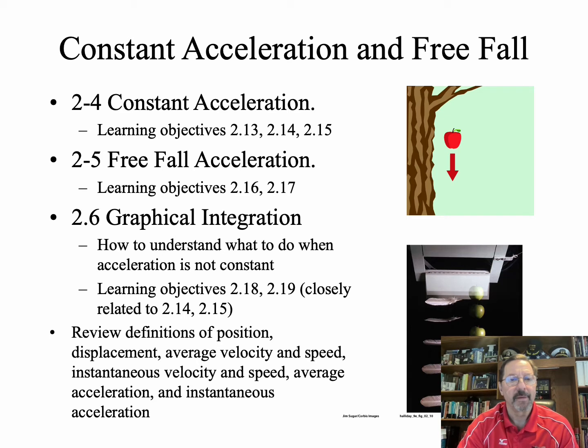If you have any lingering doubts from our kinematics discussions last class, please go back and review definitions of position, displacement, average velocity and speed, instantaneous velocity and speed, average acceleration and instantaneous acceleration. You should be able to give both a verbal definition as well as knowing the mathematical definition of these quantities.